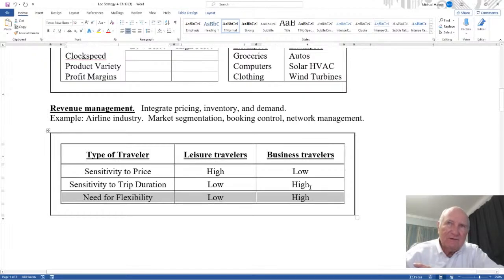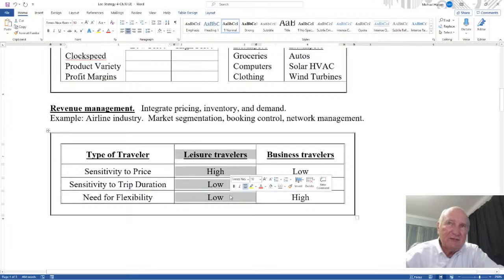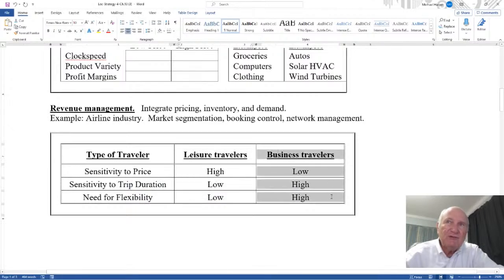Need for flexibility for business travelers, because the leisure travelers need to be flexible, but the business travelers do not need to be. So they're highly sensitive to the flexibility. So they need to get there on time.